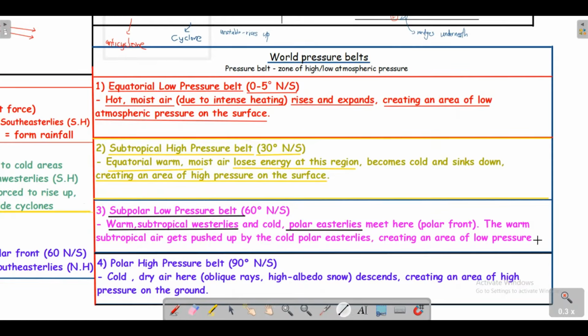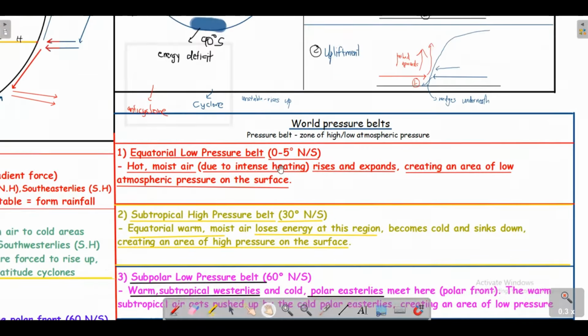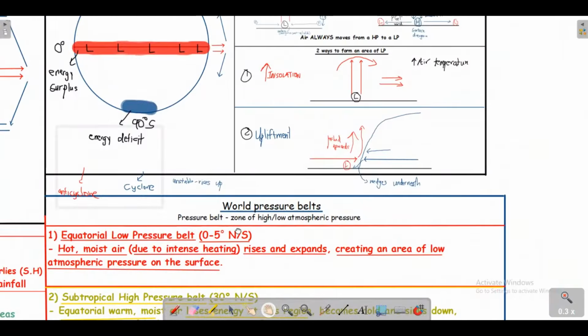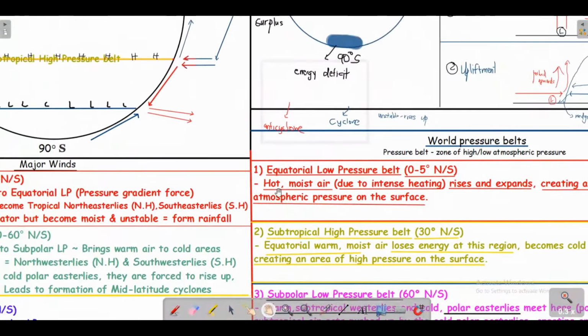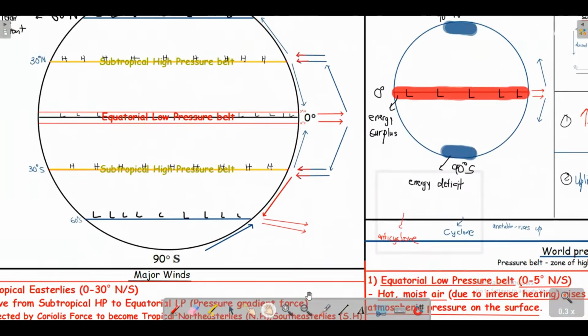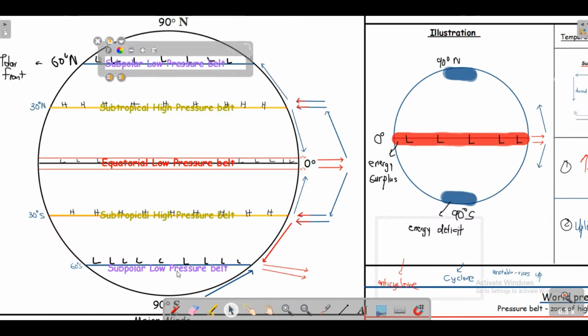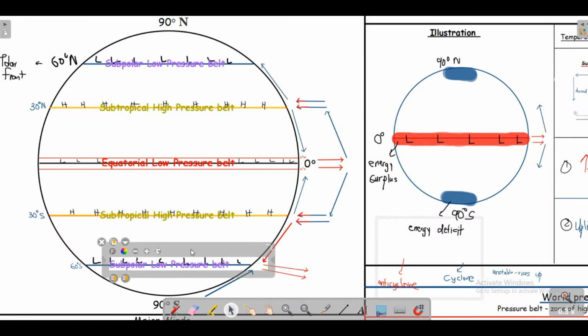And then what happens? The warm air then gets pushed up by the cold air, creating an area of low pressure over there. Okay, so formation of low pressure by upliftment. That's how the subpolar low pressure belt is formed. You have to have warm air meeting up with that cold air over there at 60 degrees. Right, so there you go. That's the subpolar low pressure belt. It has formed at 60 degrees.